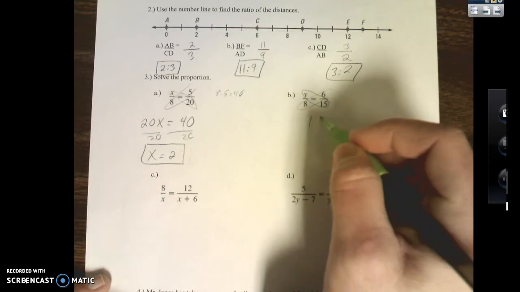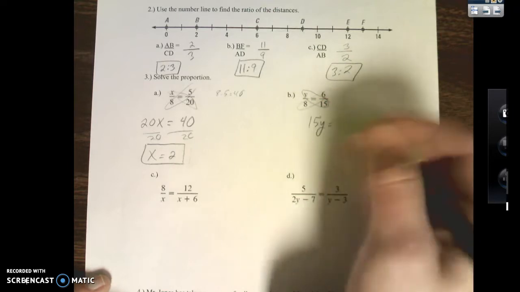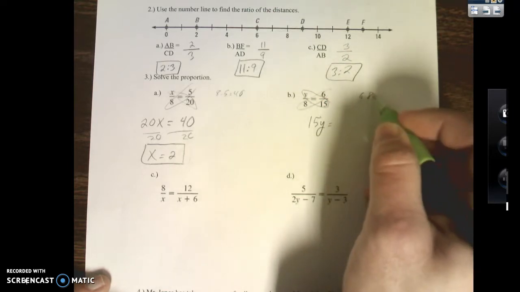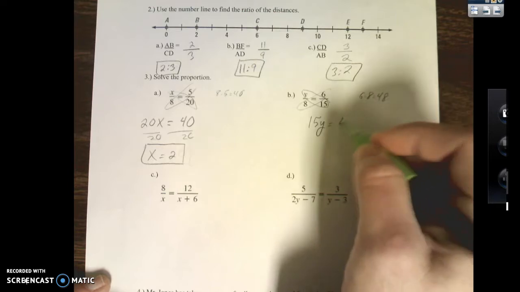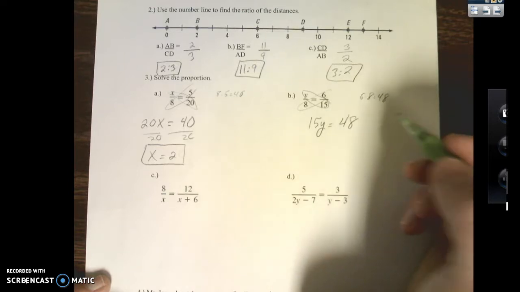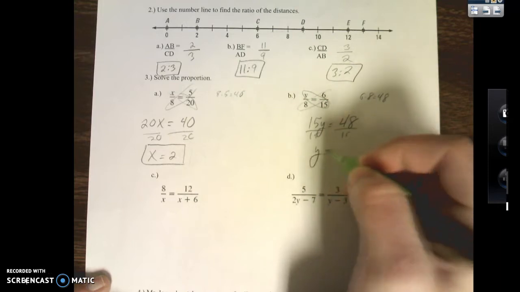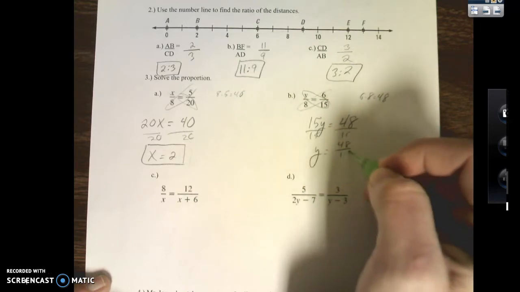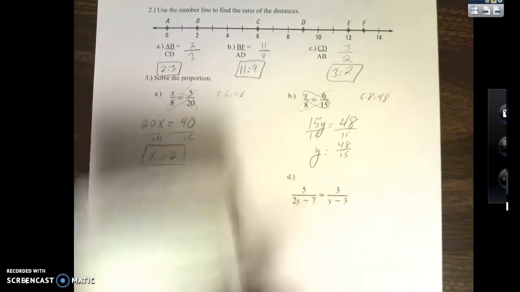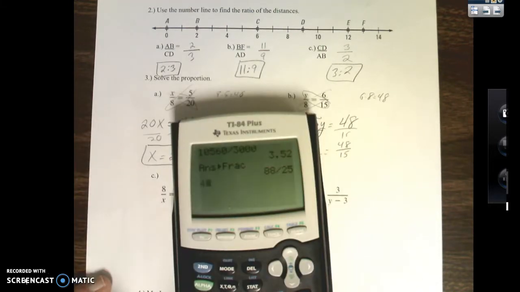Y times 15 is 15y. 6 times 8 is 48. Okay. So if I divide by 15, this isn't going to go in nicely. So here's where, okay, let's take our calculator out. I'm doing 48 divided by 15. Okay, I want you guys to get in the habit of putting your answers as fractions. So math, enter, enter, 16 over 5.